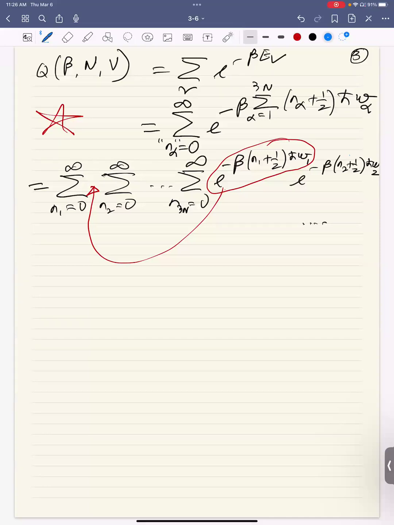This term is the only term that depends on n2. This can be brought over here, right? So it's a complicated summation, but it's actually a product of summations. And guess what? They're all the same summation. Just the index has changed. The only thing that has changed is the value of omega, right?